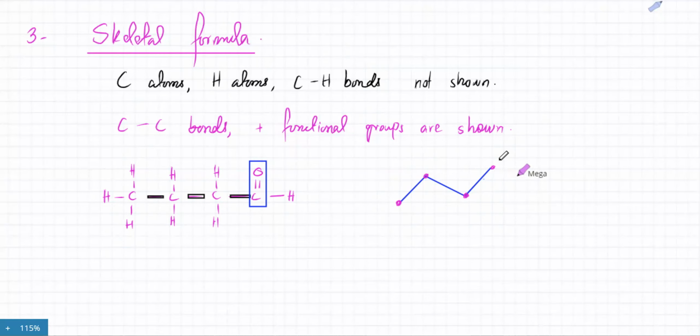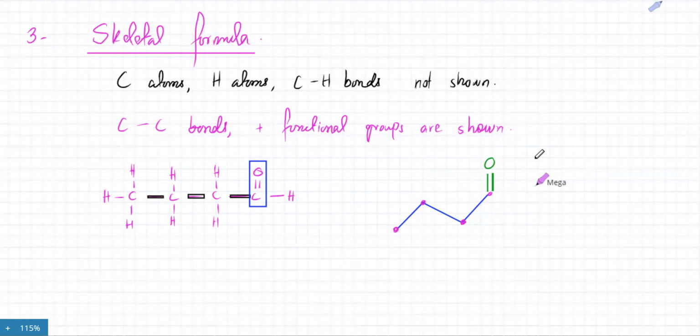And the other thing that you're going to show is the functional group. On the fourth carbon atom, there's a double bond O, right? On the fourth carbon atom. So you've got to show that. So you've got a double bond O at the end. Okay. Is this clear?